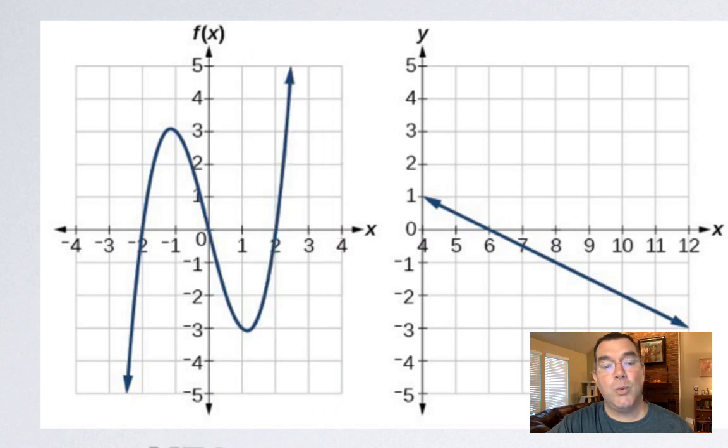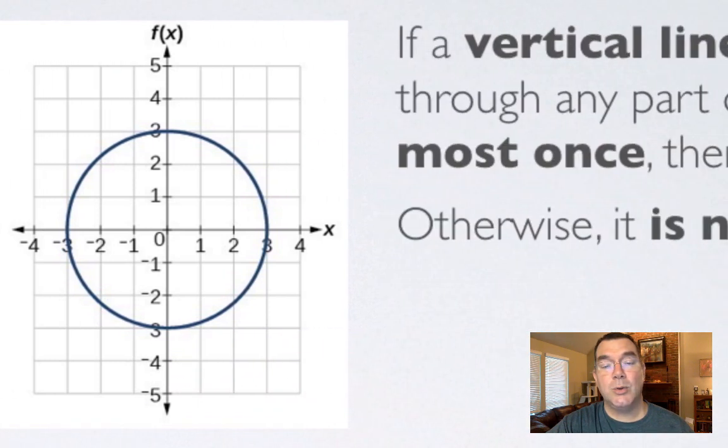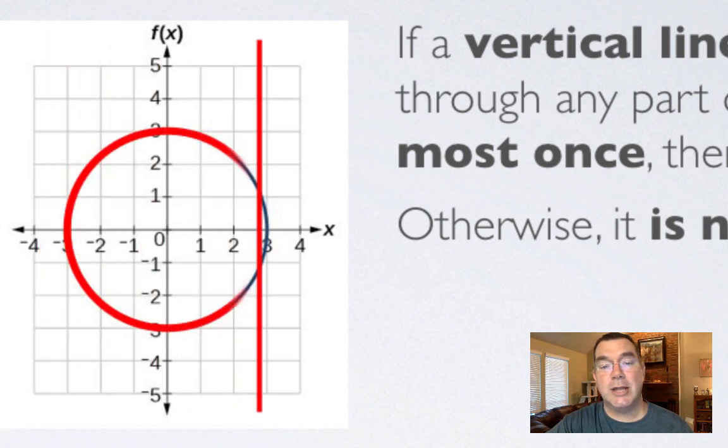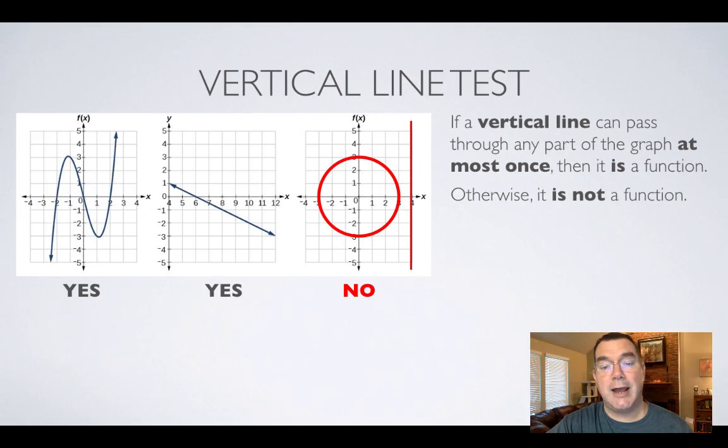So looking at the first example, there's a vertical line, and as I pass it through that function, you'll see that no matter where it was, it only passed through that function once. In the second example, same thing. I draw a vertical line and I pass it through that whole function, and everywhere it was, it only crossed that function once. But then if I look at the third example and I drag that vertical line across, you'll see that there are several places where it passes through the graph twice. So that last example is not a function.